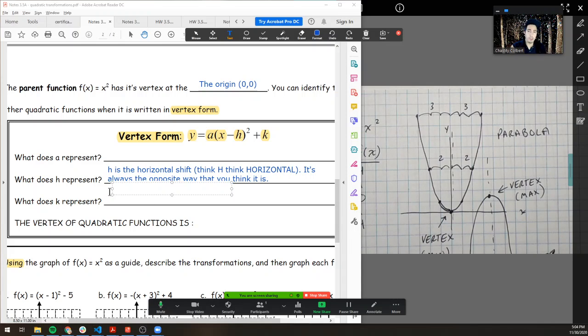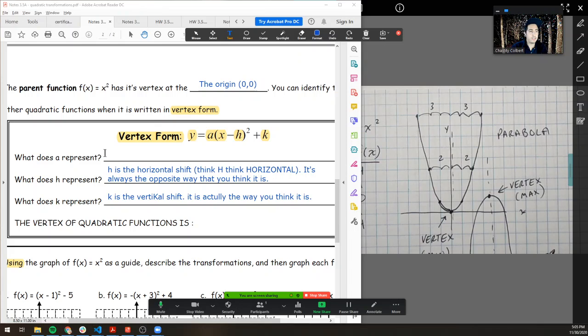H is horizontal, so k, it's not that easy to tell. K is the vertical shift. And I know there's no k in vertical. I'm putting that there to make it a little more obvious. K is the vertical shift, and it is actually the way you think it is. That one's not really different. But yes, k is the vertical shift. H is the horizontal shift this way. K is the vertical shift up and down.